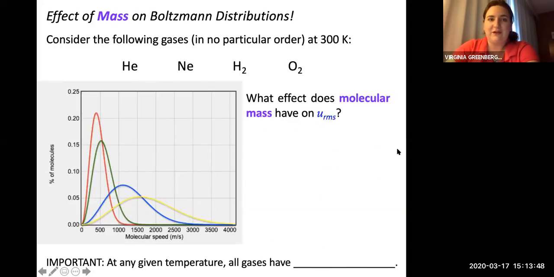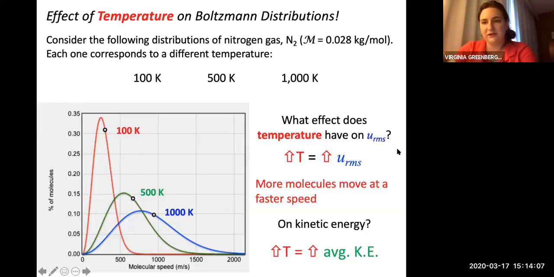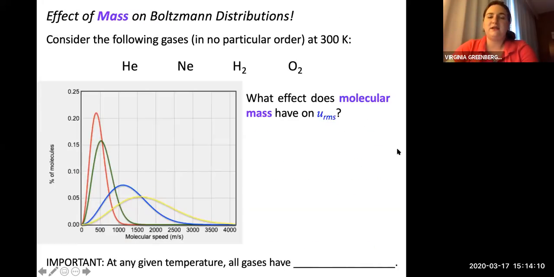Here we're going to consider what effect mass has on the Boltzmann distribution of different gases. So we have four curves for four gases: helium, neon, hydrogen, and oxygen. And they're all now at the same temperature. So before we had the same gas at different temperatures. Now we have different gases at the same temperature. Okay. So now we want to think about how mass of these different gases will impact their speed.